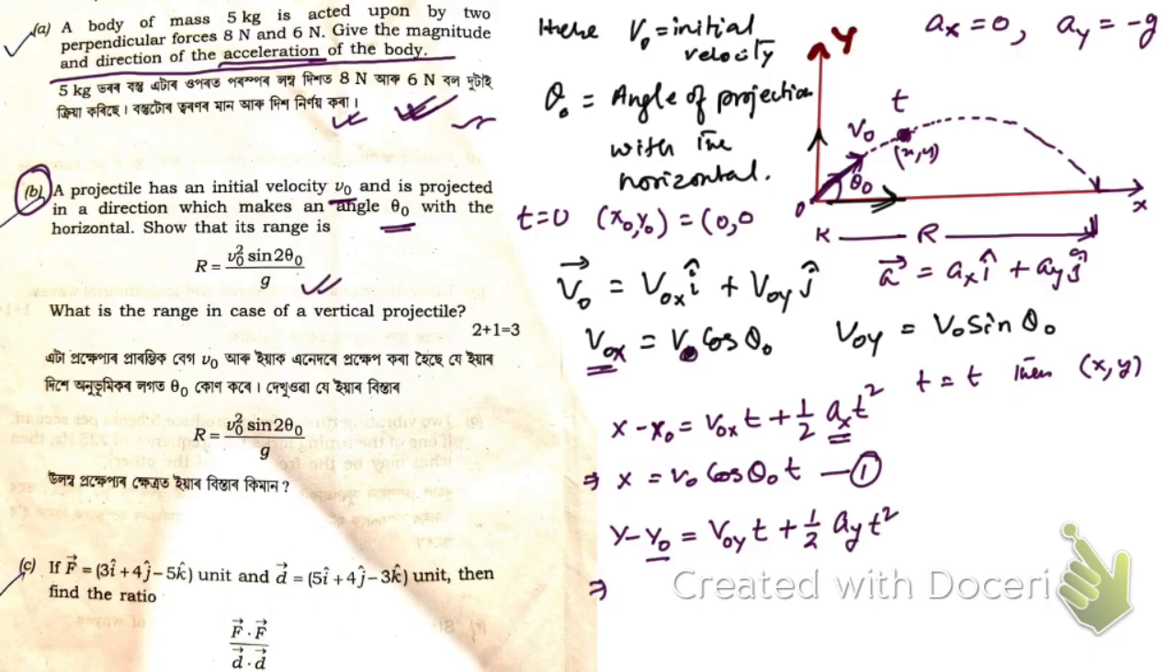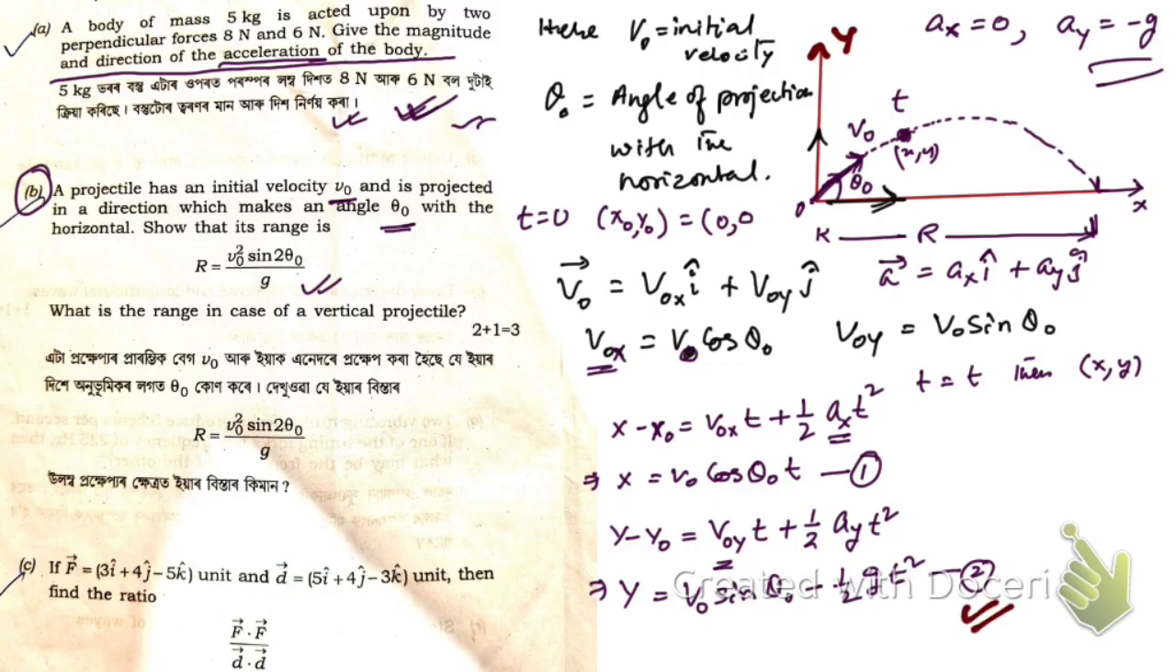So again, y0 is 0, the initial position is 0, so y is equal to v0y t, that is v0 sin theta naught t, and minus half ay t squared, where ay can be replaced by minus g. So this is, suppose, equation number 2. Here we don't need this equation number 2.